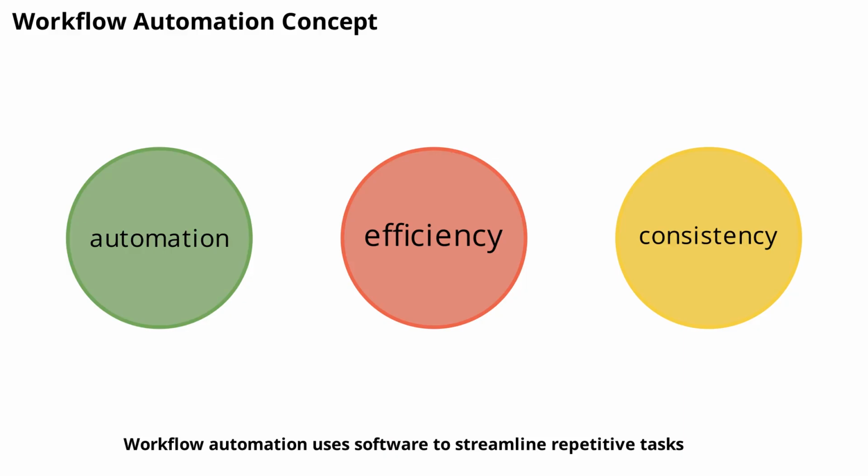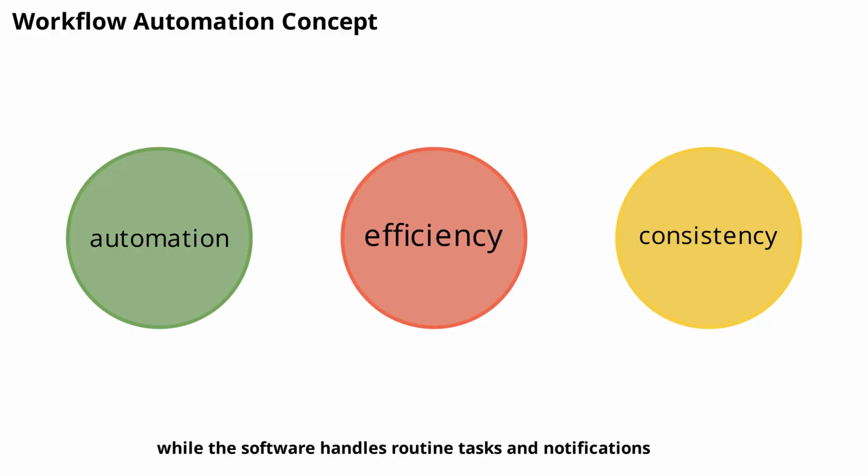Workflow automation uses software to streamline repetitive tasks, assign responsibilities, and manage approvals. Automation reduces manual work, speeds up processes, and ensures consistency. By leveraging automation, marketing teams can focus on strategy and creativity, while the software handles routine tasks and notifications.